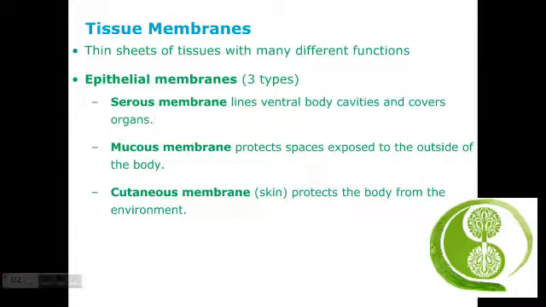So with this, we have two types of membranes. We have epithelial membranes and we have connective tissue membranes. With the epithelial membranes, there's three types: serous membranes, mucous membranes, and cutaneous membranes.